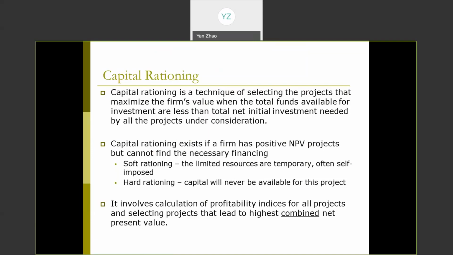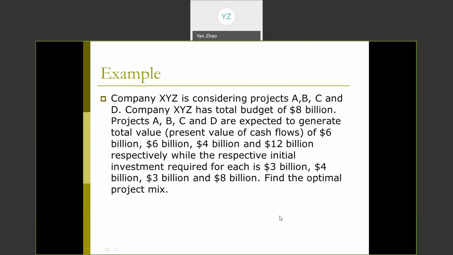Okay. So capital rationing involves the calculation of the profitability index. When we are choosing the best investment projects to do, we do not use net present value. We use the profitability index in capital rationing. In the next example, I'm going to show you why.